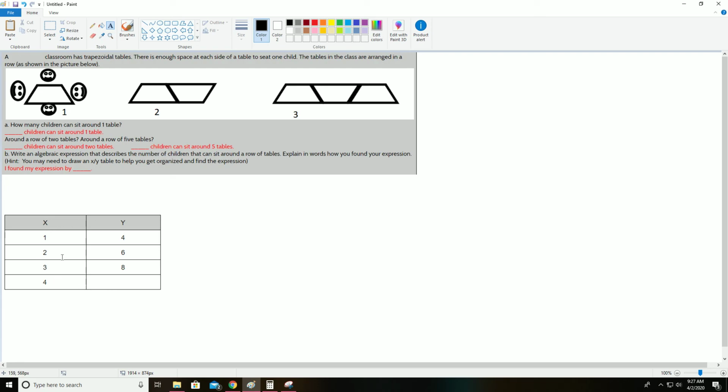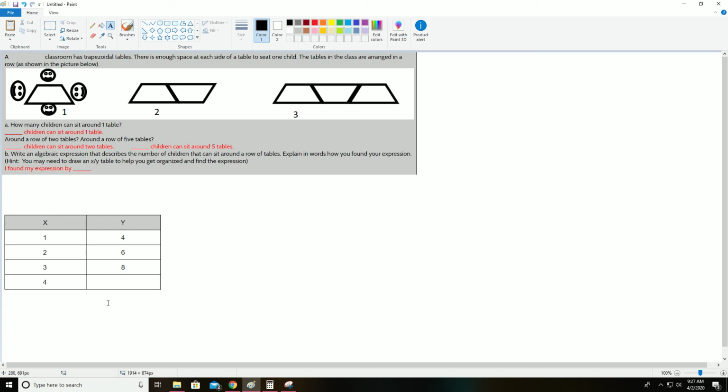When you look at the table down here, we have figure 1, and we can sit 4 people around because we have 1, 2, 3, 4. That's where I got the 4. Figure 2, which is x2, was 2: 1, 2, 3, 4, 5, 6. That's why there's a 6 there. And then figure 3, which is the third set of trapezoid tables, we can seat 1, 2, 3, 4, 5, 6, 7, 8. And so that's why there's an 8 there.